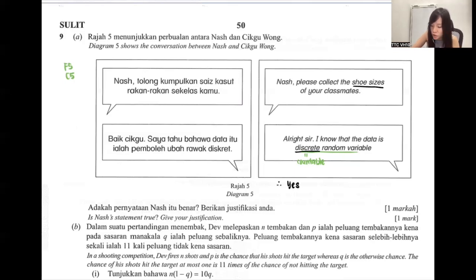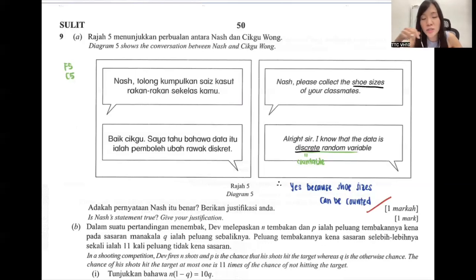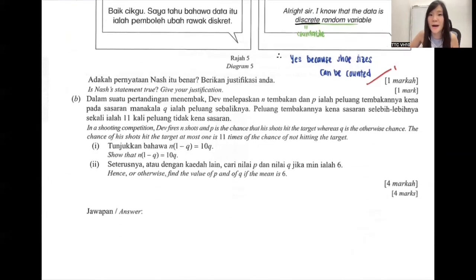Okay, is Nash statement true? Yes. Give your justification. Because shoe sizes can be counted. 1 mark. There's no half marks one. That means if you say yes without reason, I won't give you the marks. Or if you say the reason without yes, I won't give you 1 mark. So you're going to write both to get the 1 mark.